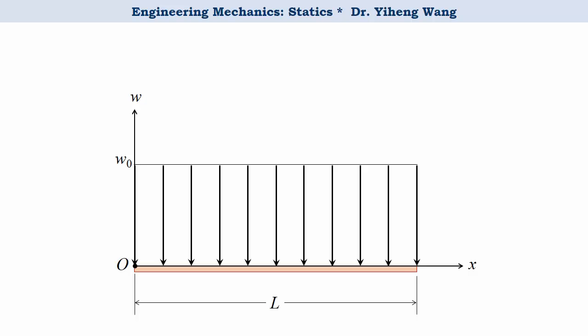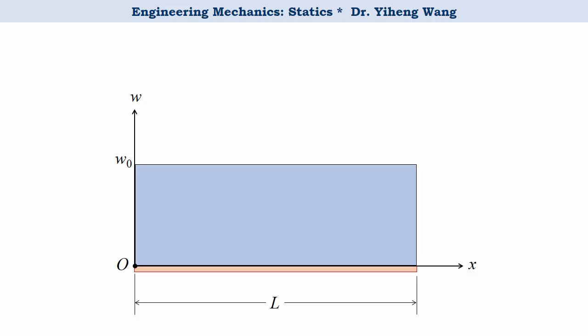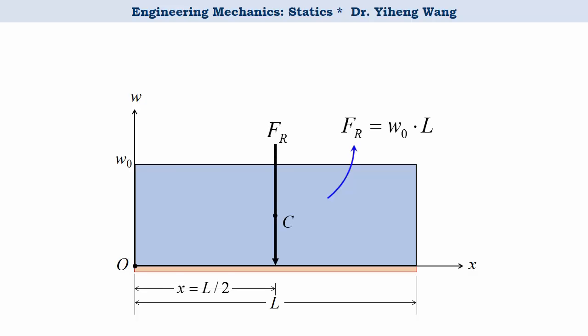Let's look at two special cases. First, when the load intensity has a uniform distribution across the length of the member. In other words, w is a constant value, w0. The resultant force equals the area under the line, w0 times L. And it locates at the center of the rectangle, with x bar being half of L.